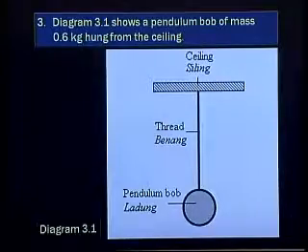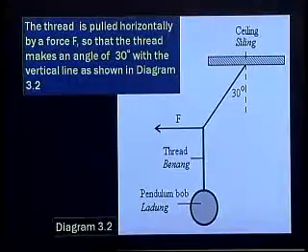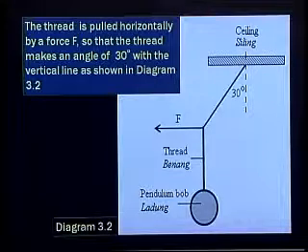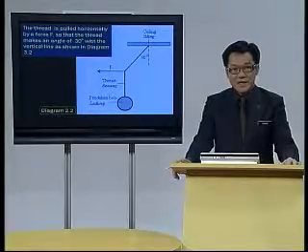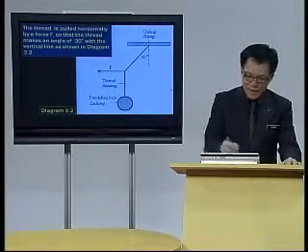Diagram 3.1 shows a pendulum bob of mass 0.6 kilograms hung from the ceiling. And what happens? The thread is pulled horizontally by a force F so that the thread makes an angle of 30 degrees with the vertical, as shown in diagram 3.2. It's very clear, is it not? Now, what is the question?